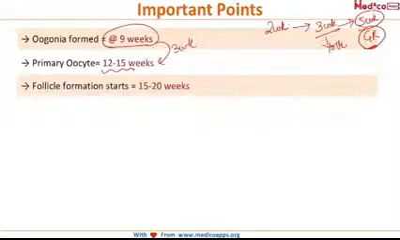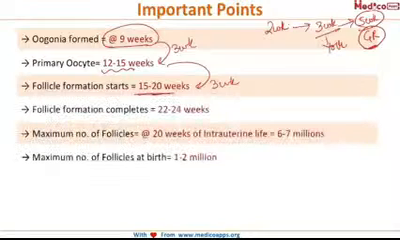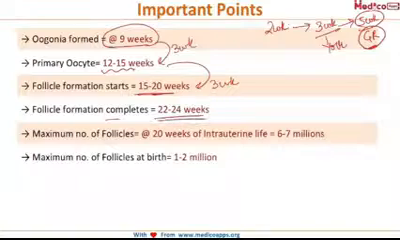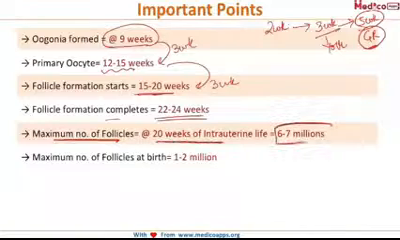Then after 3 weeks, the follicle formation starts, that is around 15 to 20 weeks. Then the follicle formation completes by 22 to 24 weeks. Again, the maximum number of follicles are present at 20 weeks of intrauterine life, and that is 6 to 7 million. Again, a very favorite question.